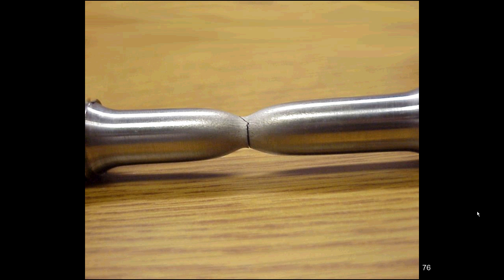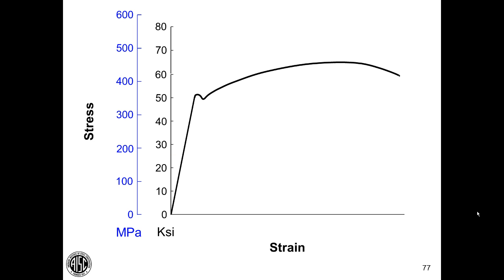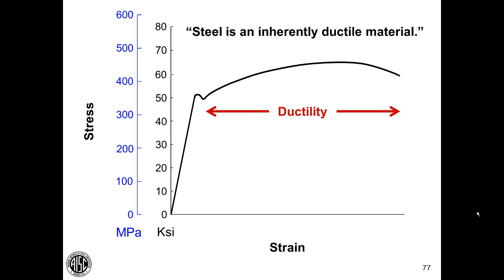And you'll recall that after the material yields, we observed what was called ductility. And it was the stretching of that bar, the reduction of the cross-section of that bar. And maybe you were even told steel is an inherently ductile material. Well, that's what we learned from these uniaxial tensile coupons in the university.